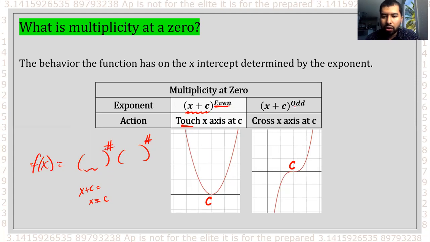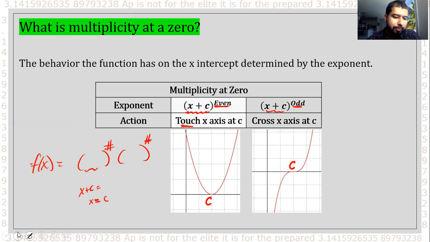Same goes for the odd. So you get your function in factored form, and if you solve for the inside, it's going to give you a c value. Okay, so you set it equal to 0. It's really not that bad, but what I want you to know is that if it's even, it touches, meaning just like freeze tag, you touch someone and you bounce back, right? You don't just wait there, you just bounce back. And if it's odd, it just crosses the x-axis.